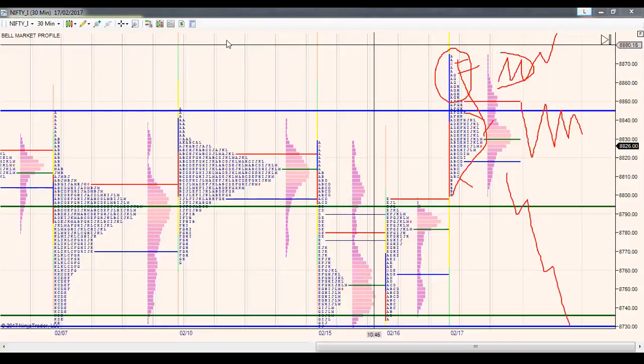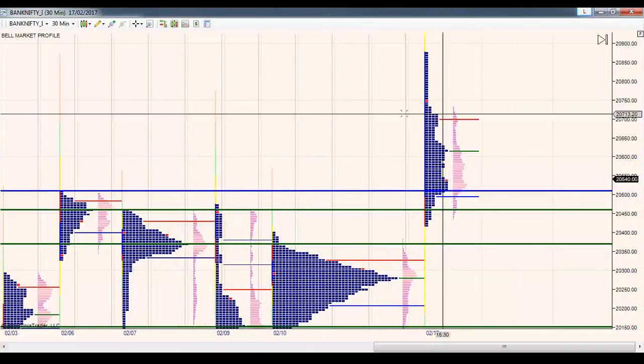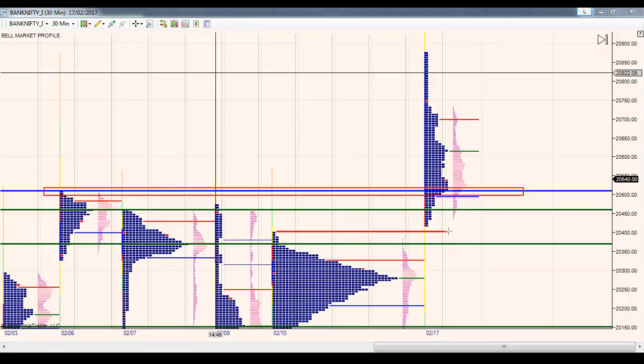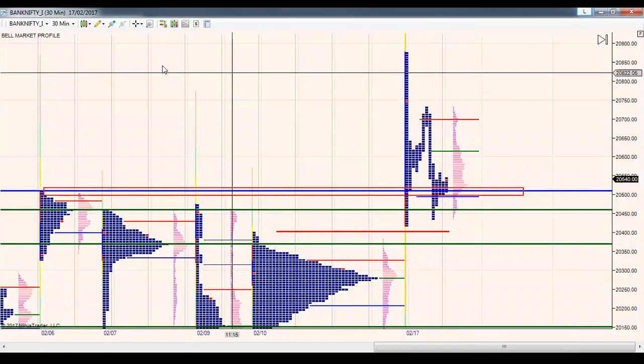Now I was requested to incorporate Bank Nifty in our daily analysis. So let's try and have a look at Bank Nifty. In Bank Nifty, we have a nice clean breakout above this particular zone. So we have traded well above this high. And the only problem with Bank Nifty is that we have a nice tail at the top.